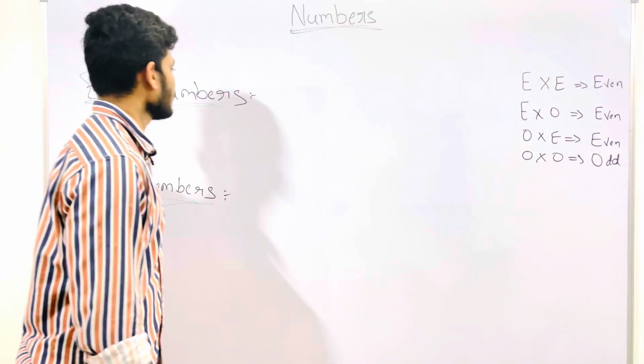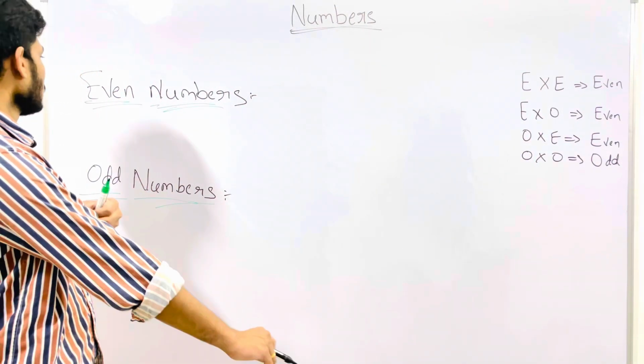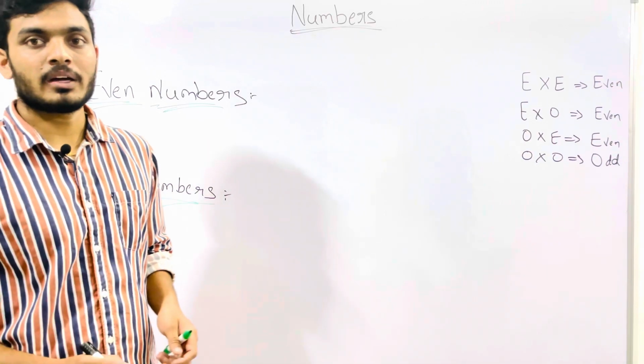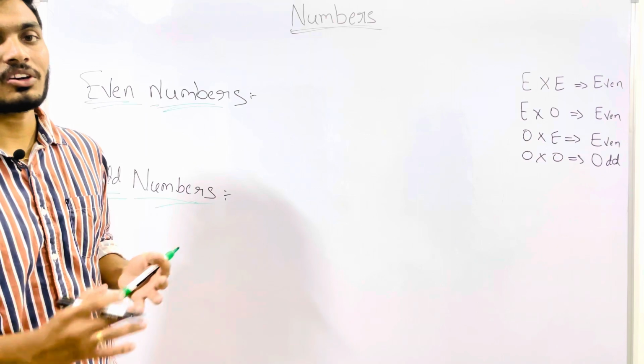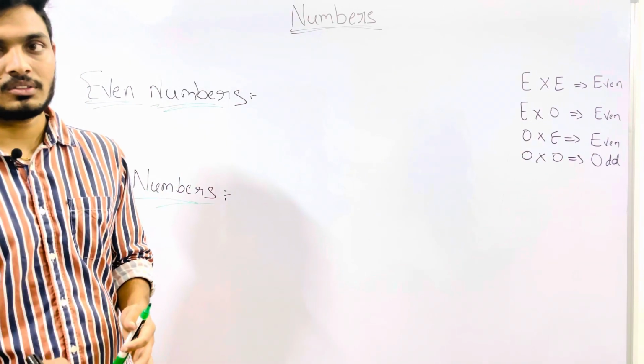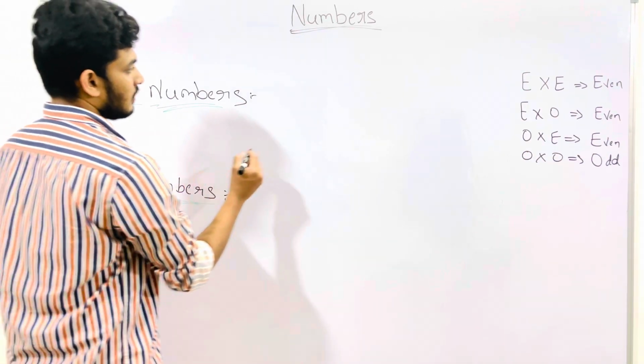Today we look into even numbers as well as odd numbers. Going through the definition is very simple. A number which is divisible by 2 completely is called an even number. The numbers which are not even numbers are called odd numbers. So the definition is clear.